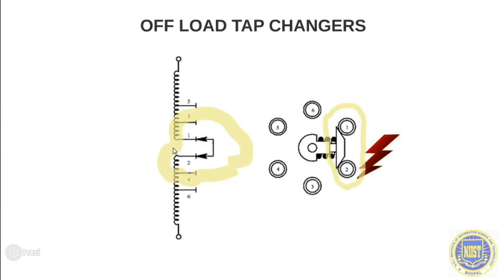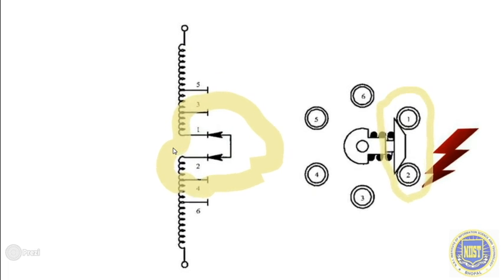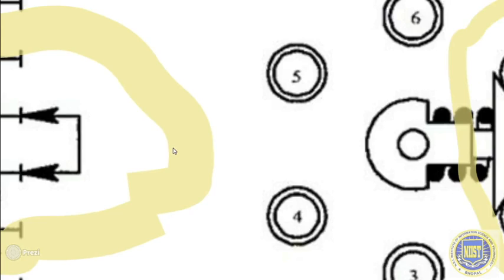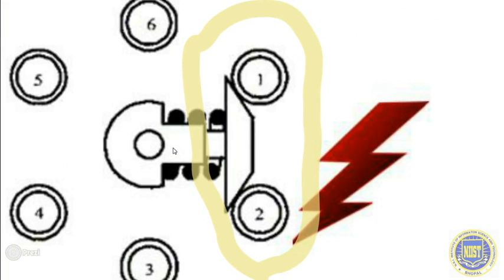So if we take for example an offload tap changer connected to the high voltage winding side with say 6 taps drawn out of the winding, as I've shown it here, the high voltage winding is comprised of two sets of equal number of windings, and the terminals 1 and 2 are in the circuit. And for this connection to be established, the tap changer contactors are at position 1 and 2 in the rotary switch. If I try to change the tap positions without disconnecting the transformer, then there will be severe sparking at the tap changer contacts.